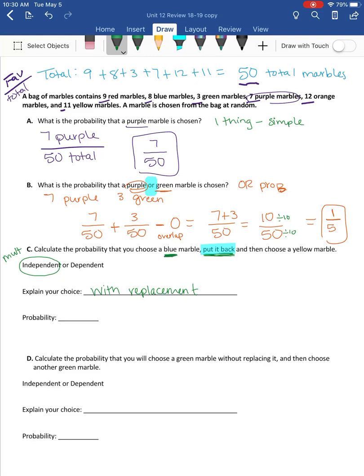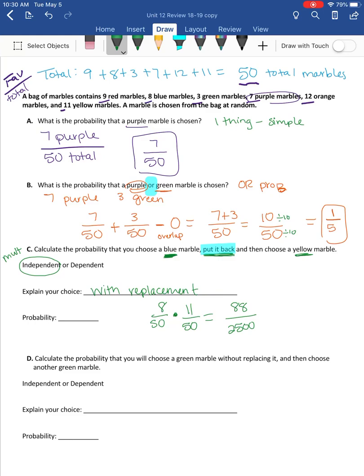Well, the probability of a blue marble would be 8 blue marbles out of 50 total, times the probability of a yellow marble would be 11 yellow marbles out of 50 total. So we have 8 over 50 times 11 over 50. Be a good idea to pause and see if you can solve this for yourself just to make sure you're on the right track. So 8 times 11 is going to be 88, and 50 times 50 is 2,500.